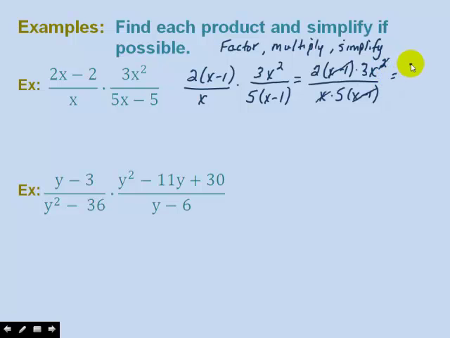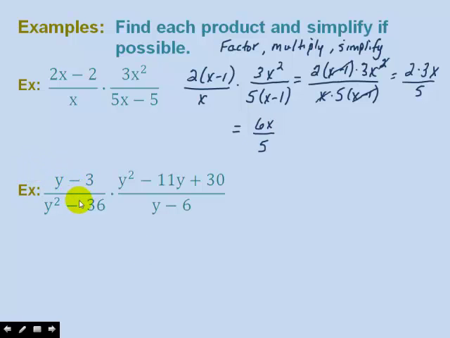So what we have left is a 2 and a 3x on the top, and in the denominator we only have a 5 left. So we've canceled out every factor that we had in common, and we just have one more step to rewrite this in a little bit nicer form. So we'll multiply the 2 and the 3 to get 6x in the numerator and 5 in the denominator.